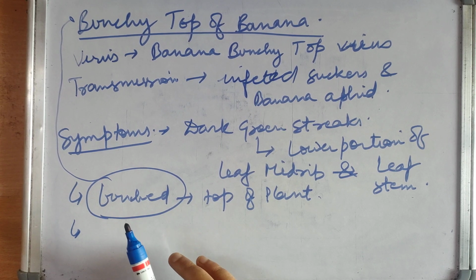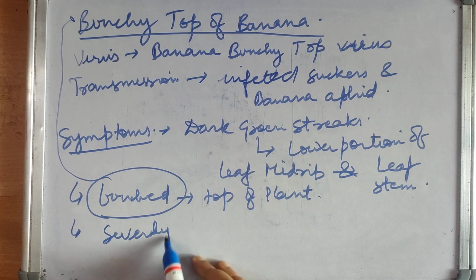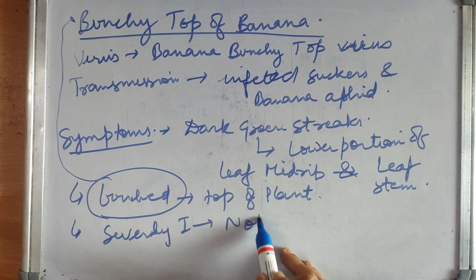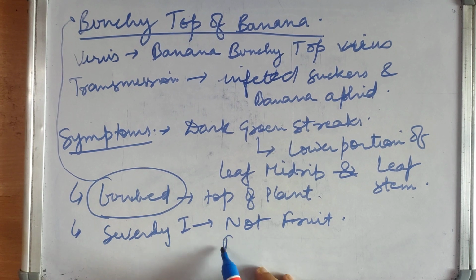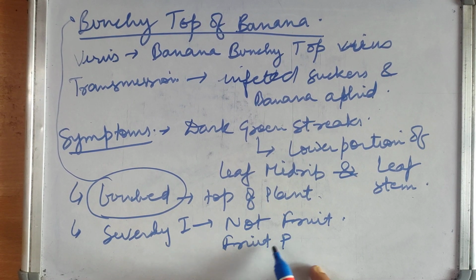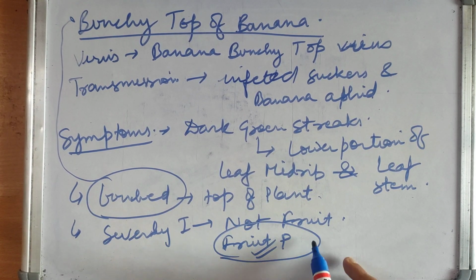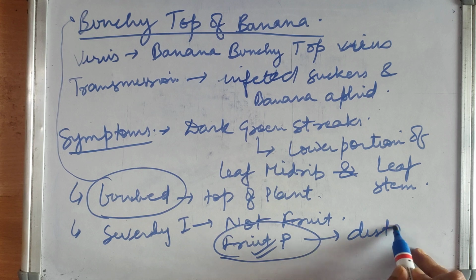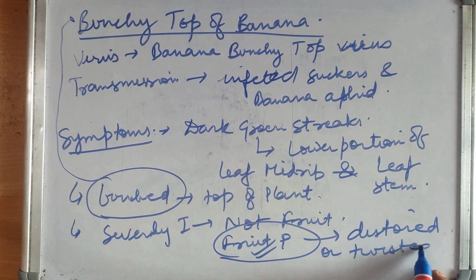Severely infected banana plants will not fruit. But if sometimes fruit is produced, the banana hands and fingers are likely to be distorted and twisted. So these are the symptoms.